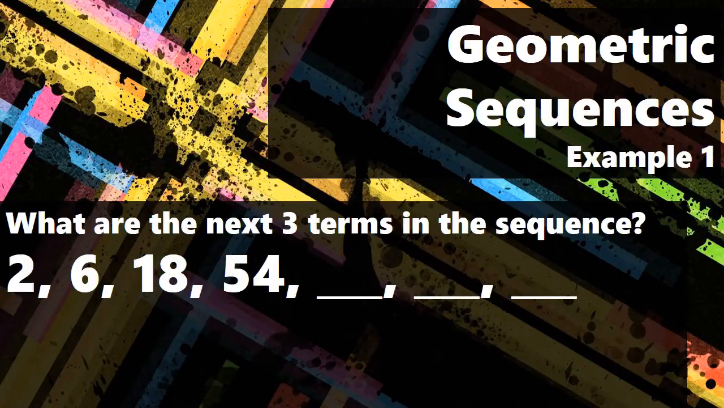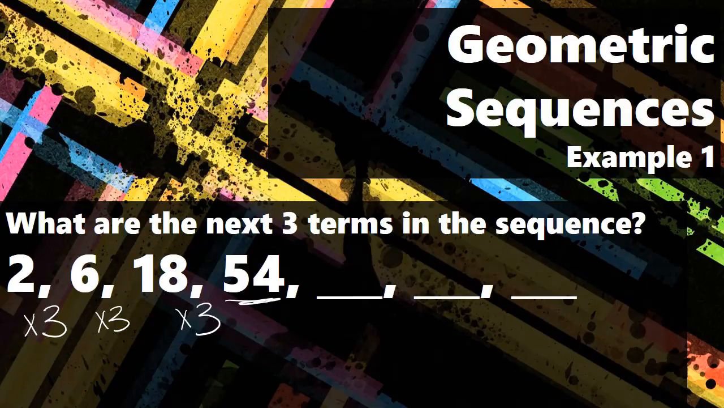So for our first example for geometric sequences, we need to find the next 3 terms in the sequence. With geometric, we're going to multiply or divide by a number. Here, to go from 2 to 6, we multiplied by 3. 6 times 3 gives us 18. 18 times 3 gives us 54.